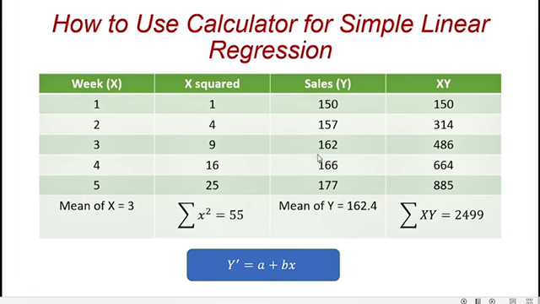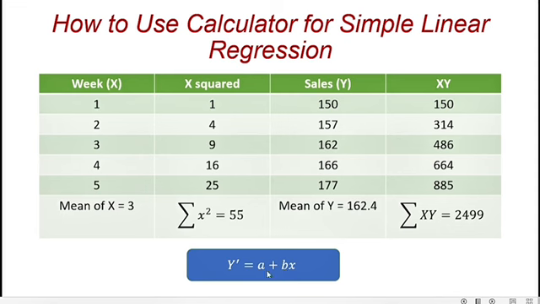Then we have our sales, the Y column. We find the mean of it, which is 162.4. Then we multiply the X, the weeks, times the sales to get XY: 1 times 150 is 150, 2 times 157 is 314, 3 times 162 is 486, and so forth. The summation of it is 202,499. We know our linear regression model equation is y prime equals a plus b x.